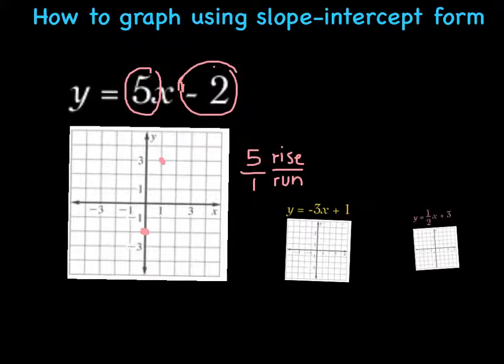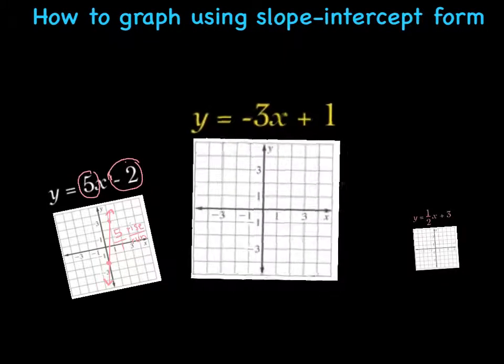If I had room, I would put as many points as would fit. That's the only one that would fit, and now I'm going to connect with a line. And I would also draw arrows on the end, because this line could go on forever in both directions.